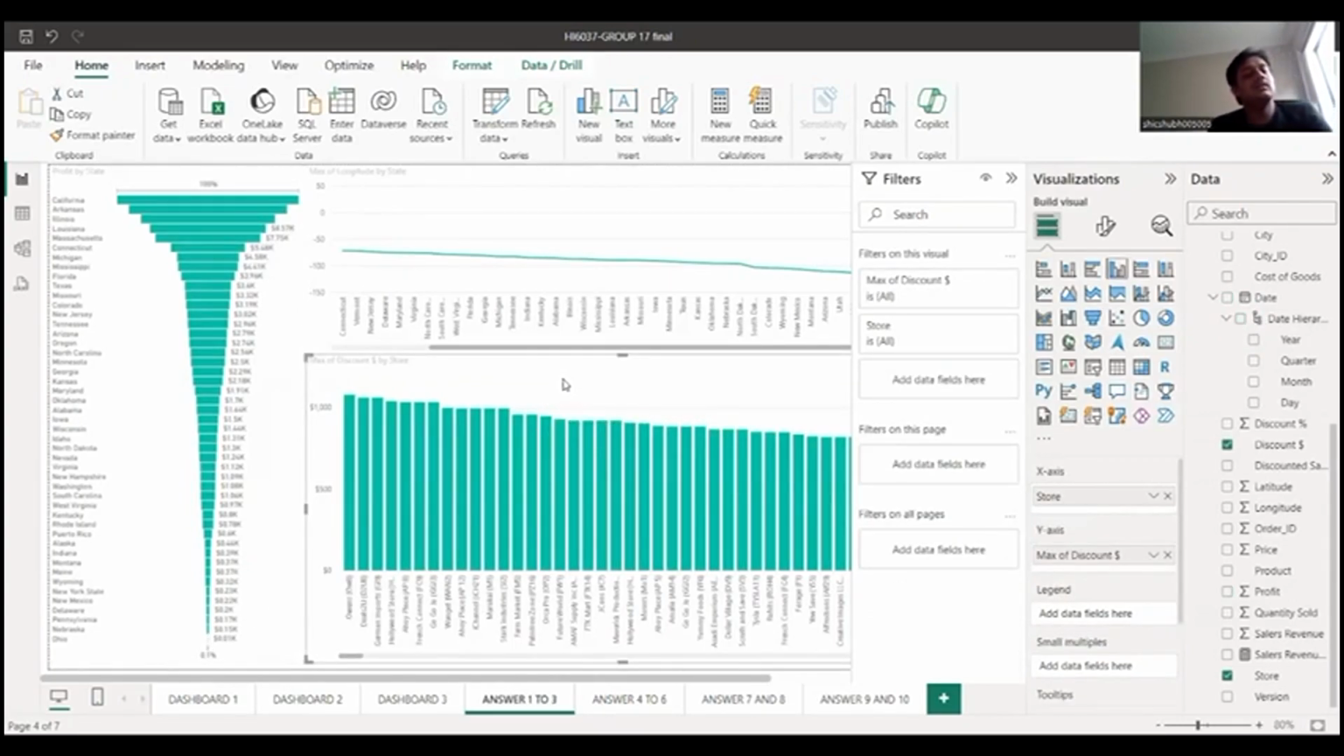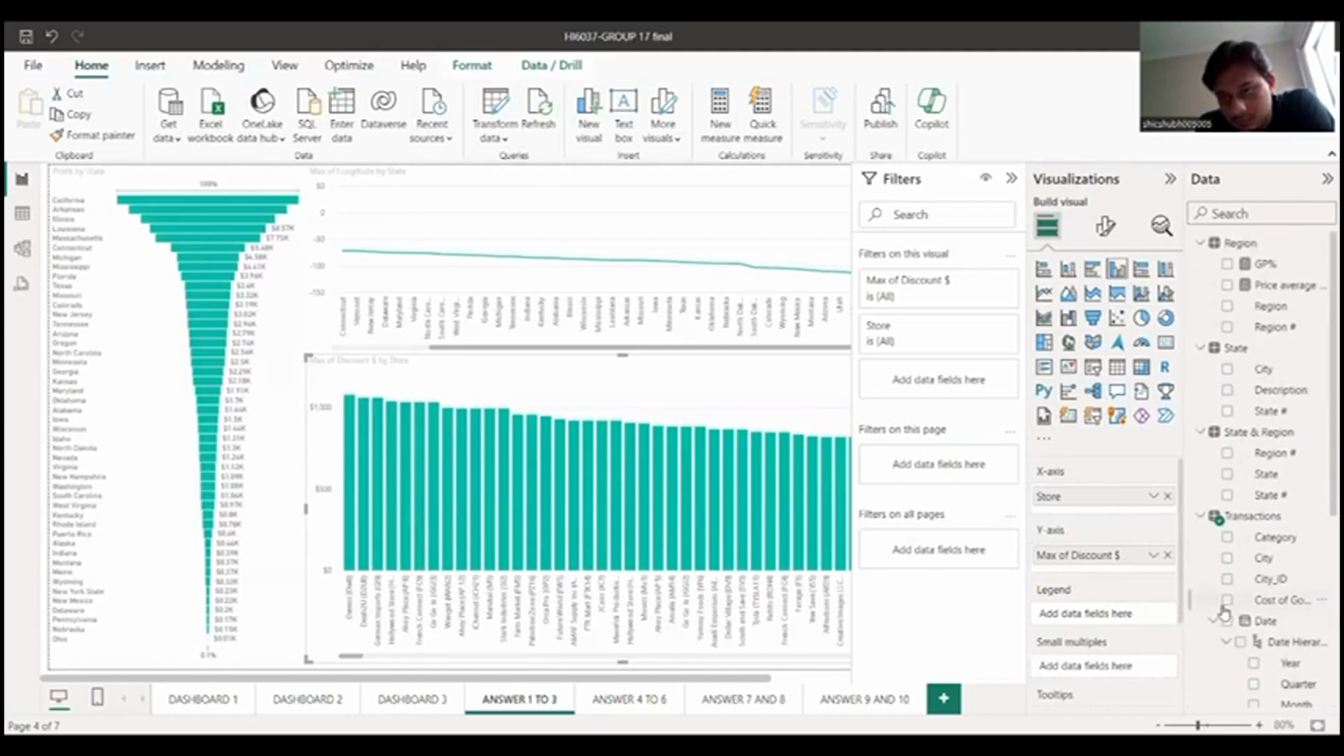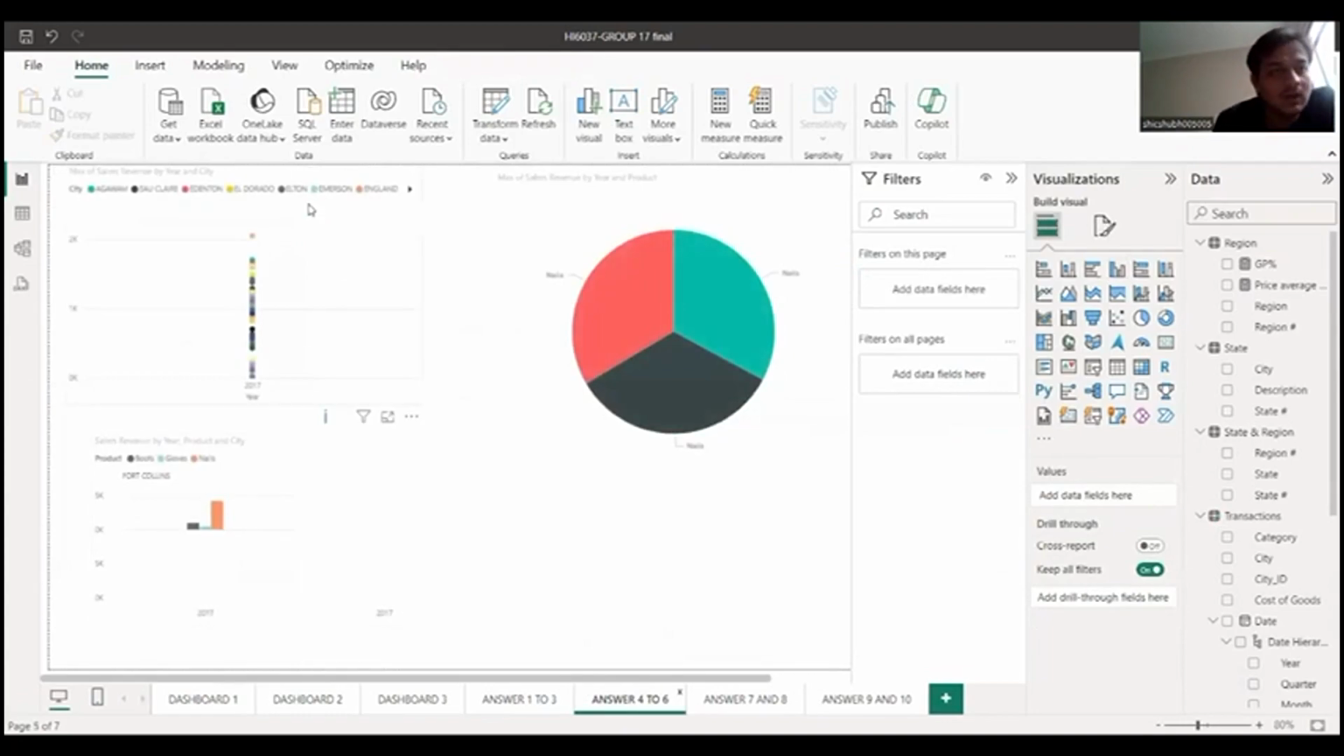Third question is how much is the maximum discount, and by which store? For that, I use a cluster column chart. I take discount and store, and in discount, I choose the maximum of discount. So I found that O1 has the maximum discount, which is 1,077.58, followed by Deluxe Deals, and followed by German Imports, which is 1,059.64.